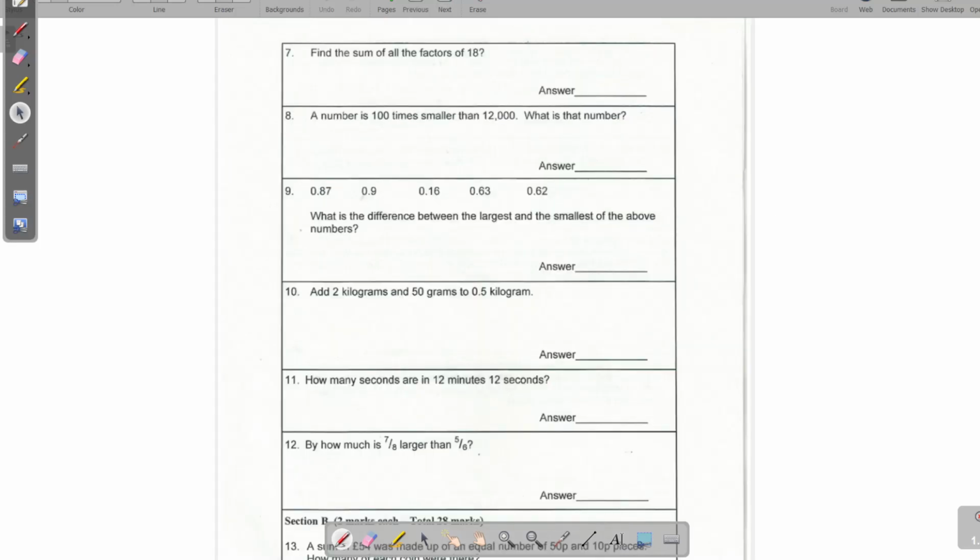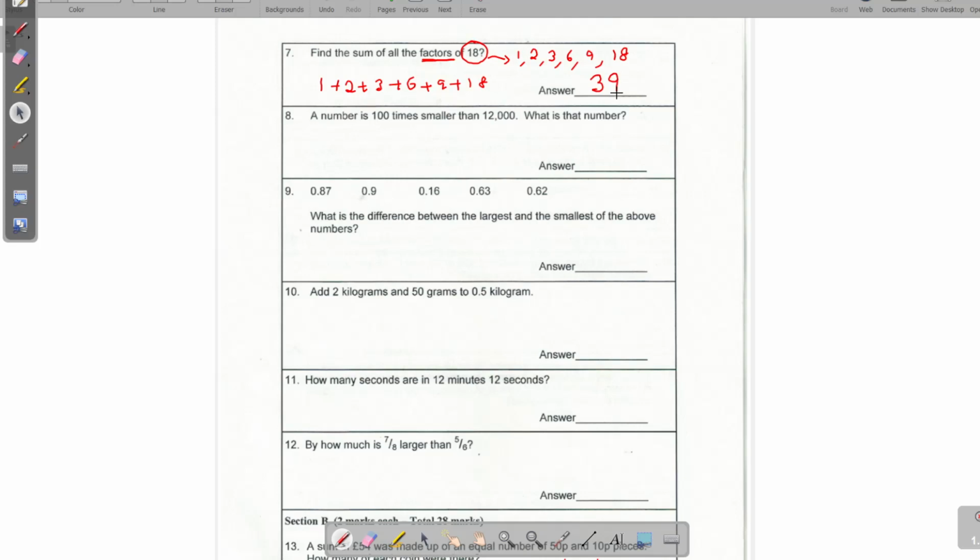Next page. Question 7. Find the sum of all the factors of 18. What are factors? Factors are numbers that go into 18 without any remainders. So what are the factors of 18? 1, 2, 3, 6, 9 and 18. So all we have to do is add all the numbers. 1 plus 2 plus 3 plus 6 plus 9 plus 18 will give you 39.